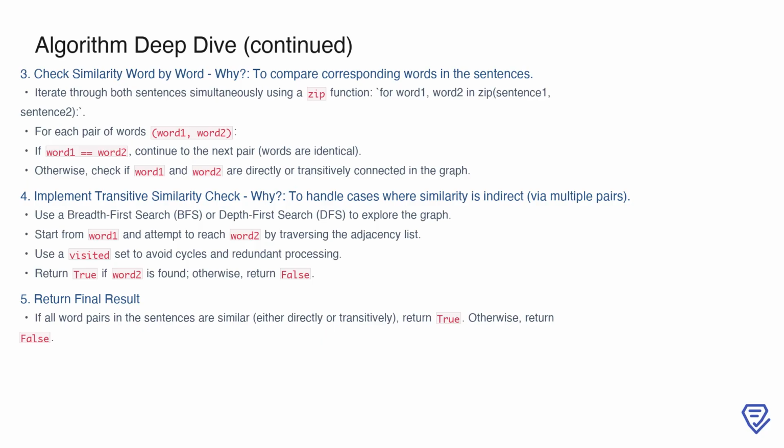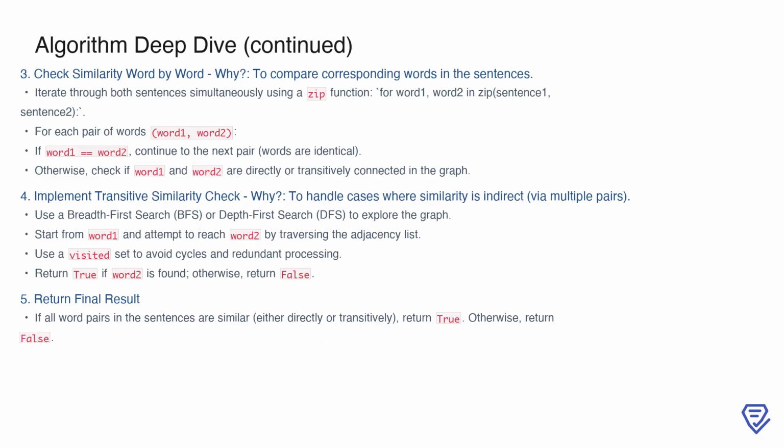Starting from one word, we explore its neighbors in the graph to see if the other word can be reached. A visited set is used during this traversal to prevent cycles and avoid redundant processing. If the second word is found during this traversal, the words are considered similar, otherwise, they are not. After processing all word pairs, if every pair is found to be similar, we return true.